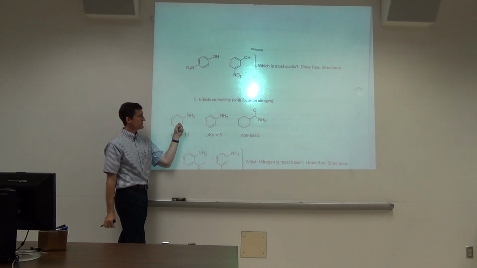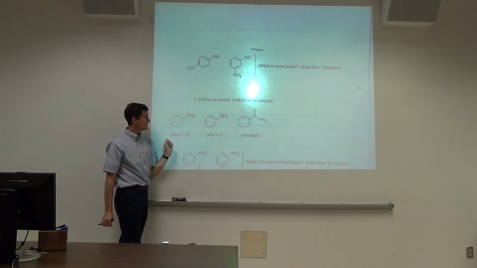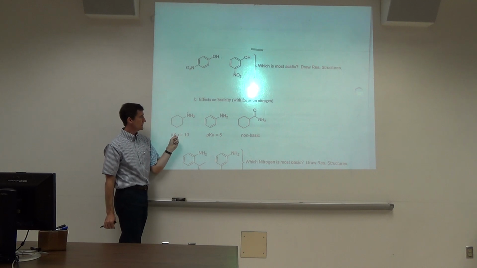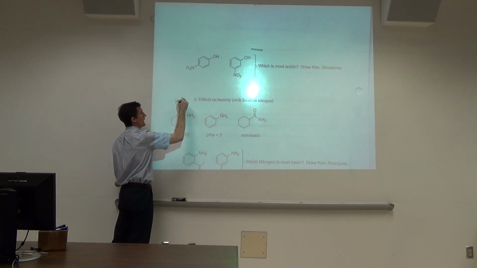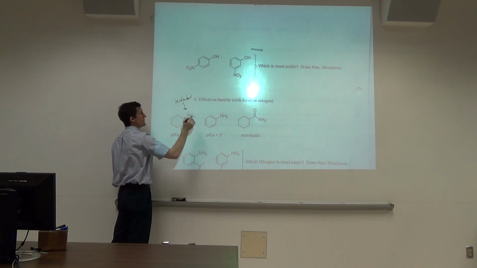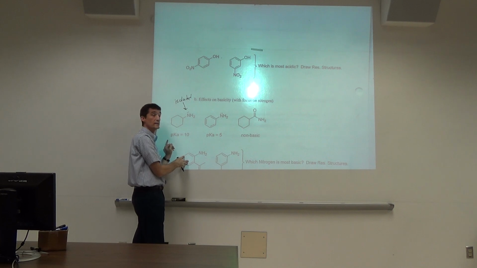So Tia, why is this nitrogen more basic than this one? Well, looking at pKa, the pKa is higher. You mentioned single bonds in the ring at least. This means it's more basic. Why is it more basic? The pKa number is higher. This lone pair is isolated. Is this lone pair sitting right on nitrogen, or is it delocalized into the ring?